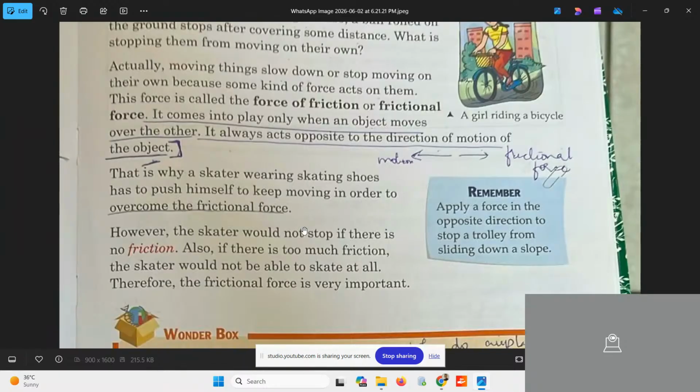If you do not keep pedaling, the cycle will stop, or not? Yes. If you want the cycle to continue, you have to keep pedaling. It's the same concept the teacher is explaining with the help of skating.